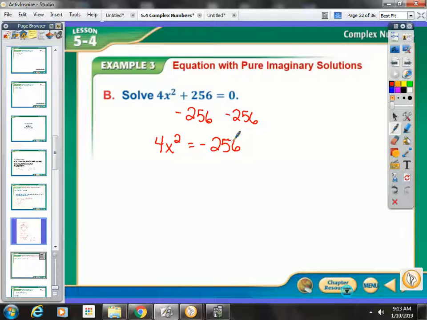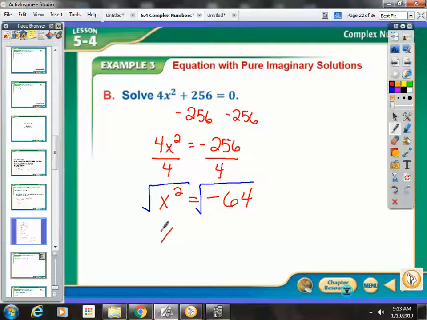Just divide by 4. So x squared equals negative 64. We want to get x by itself, not x squared. So how do I get rid of a square? Get the square root of both sides. Go ahead and show that stuff. Try not to do too much in your head. Show that stuff that you're writing it out.